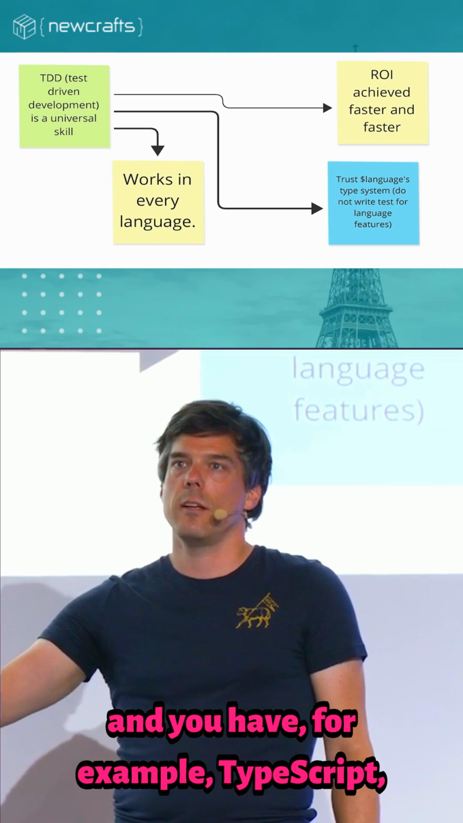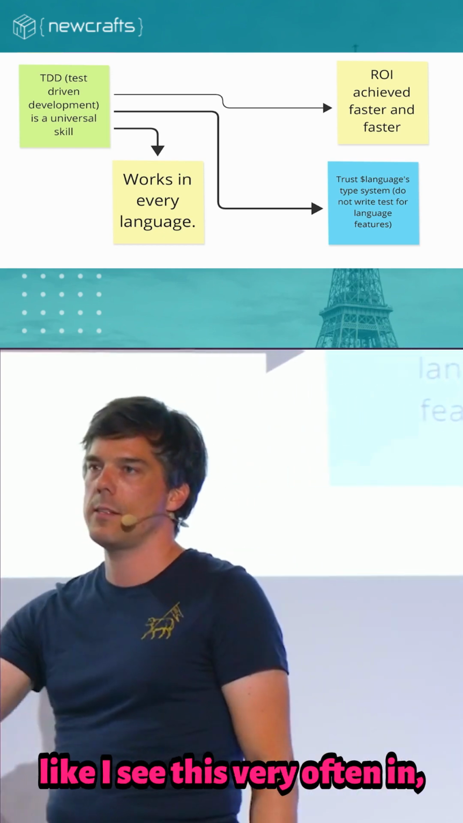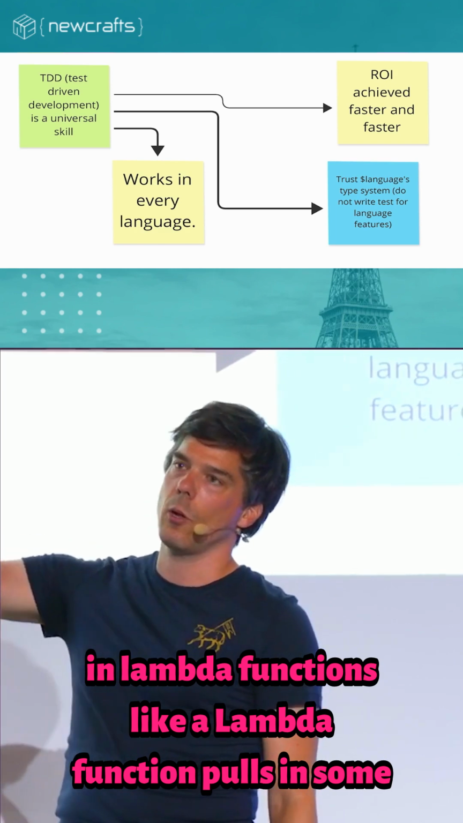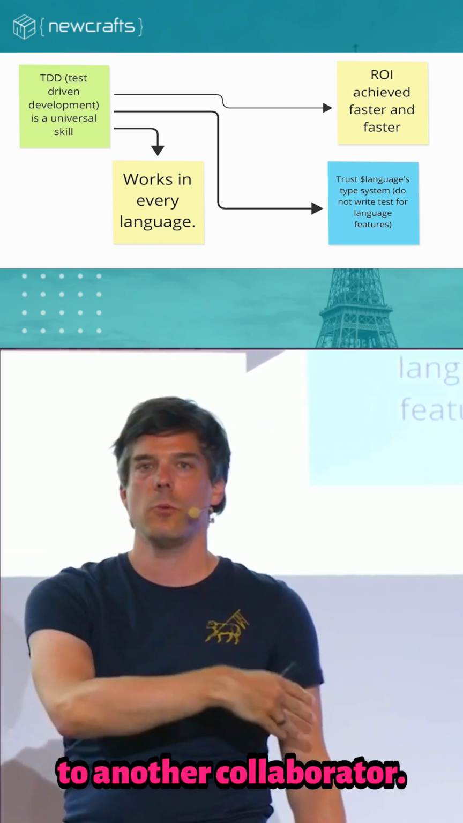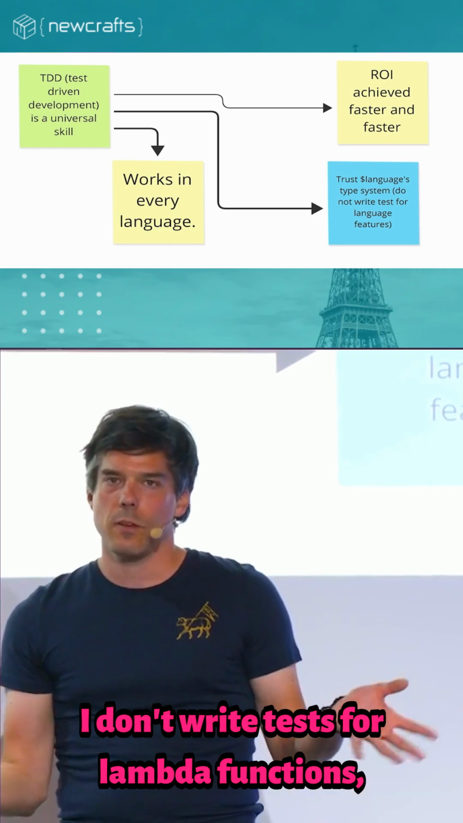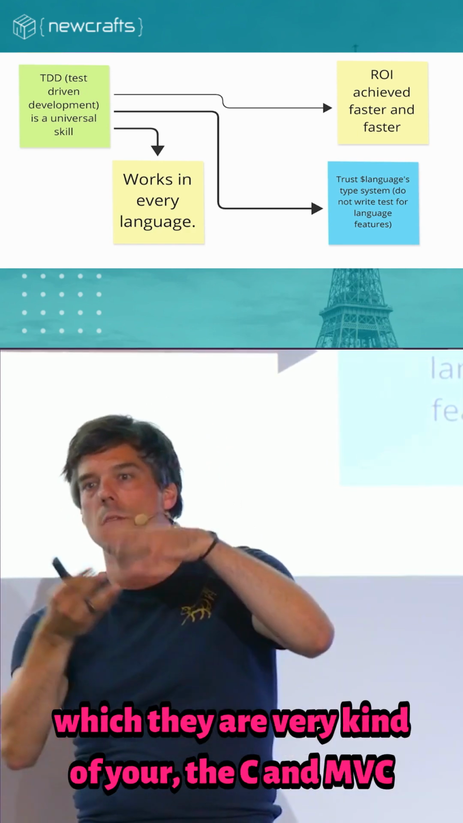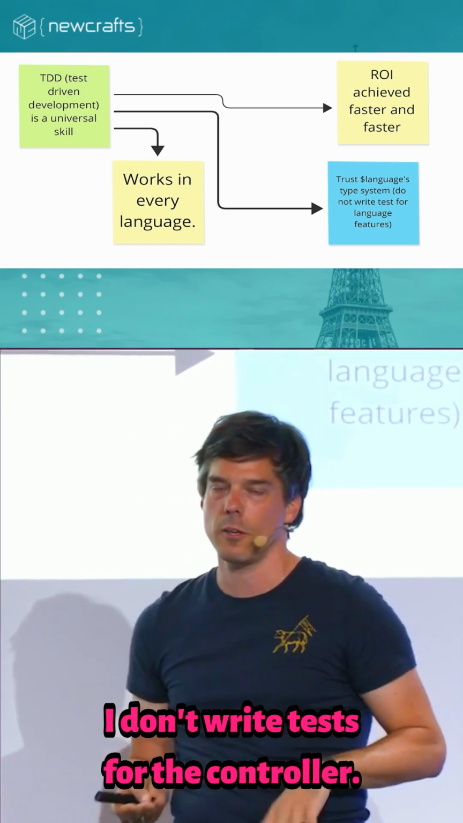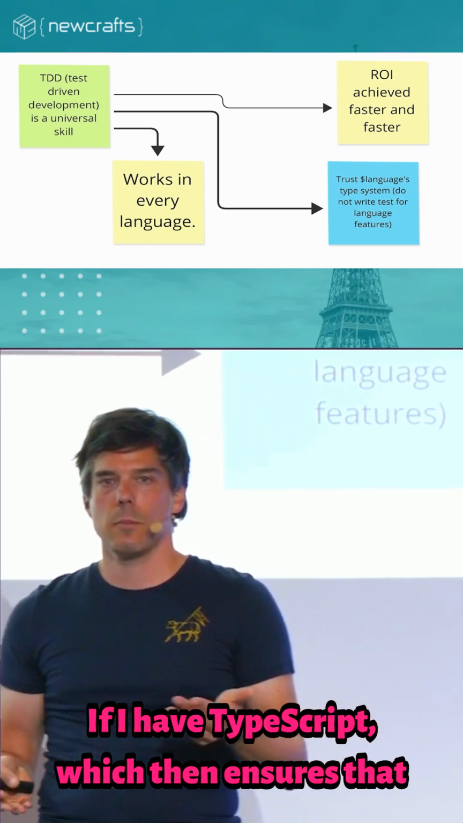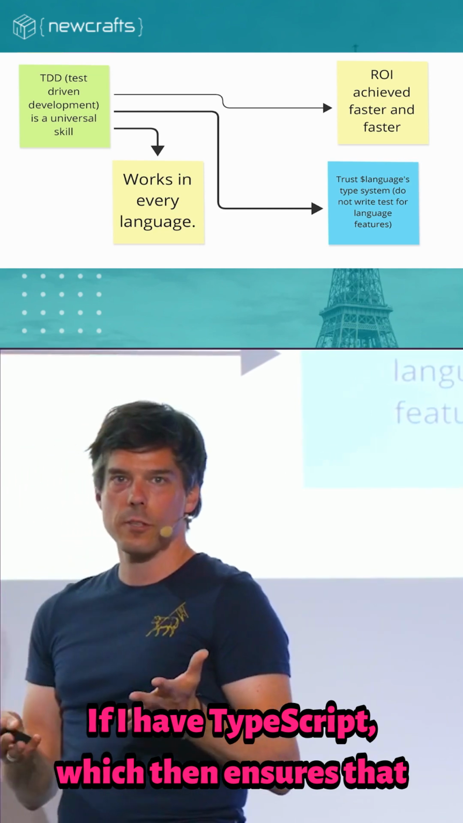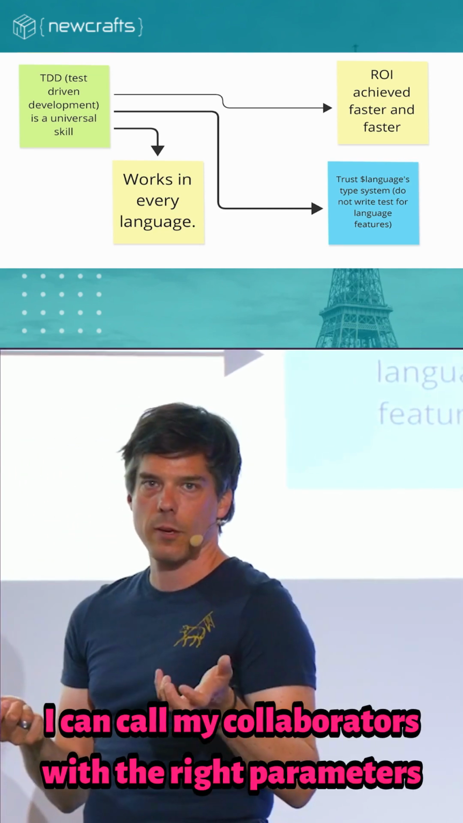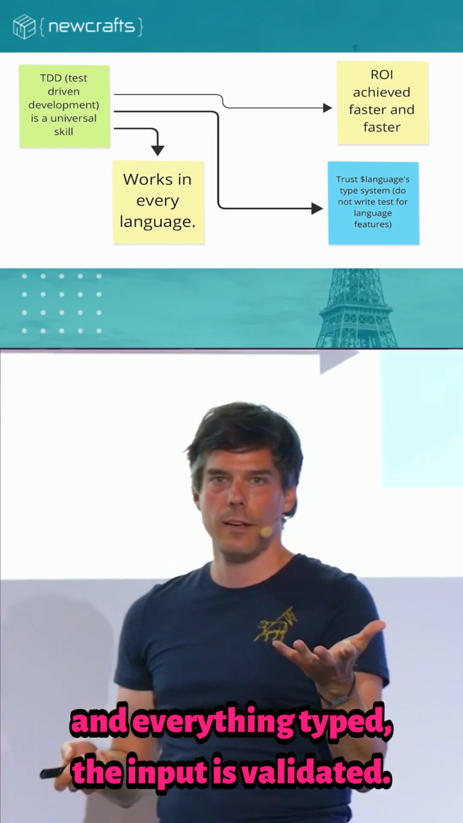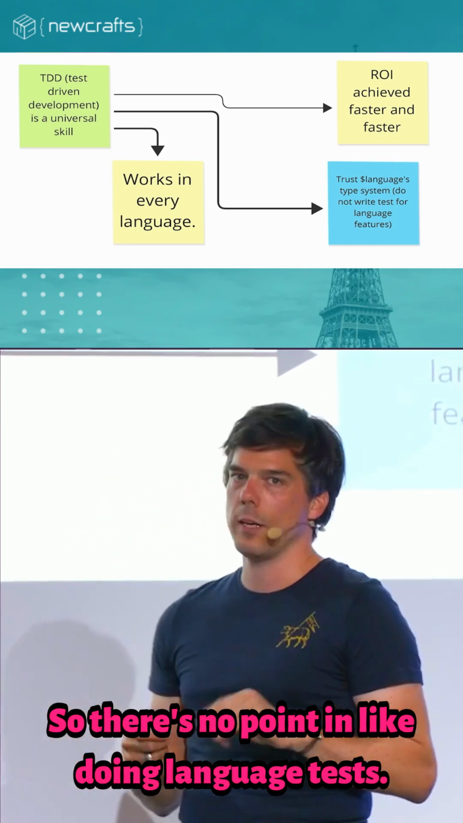If you have a feature that calls some functions and you have, for example, TypeScript. I see this very often in Lambda functions. A Lambda function pulls in some collaborators and then passes in an event to another collaborator. I don't write tests for Lambda functions, which are kind of the C in MVC, model view controller. I don't write tests for the controller. If I have TypeScript, which ensures that I can call my collaborators with the right parameters and everything is typed, the input is validated, so there's no point in doing language tests.